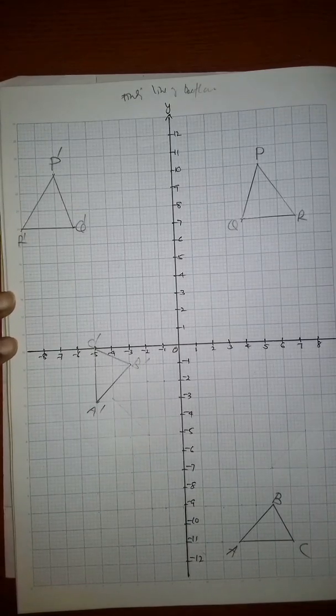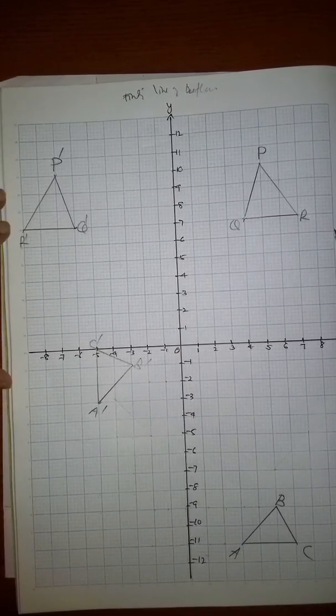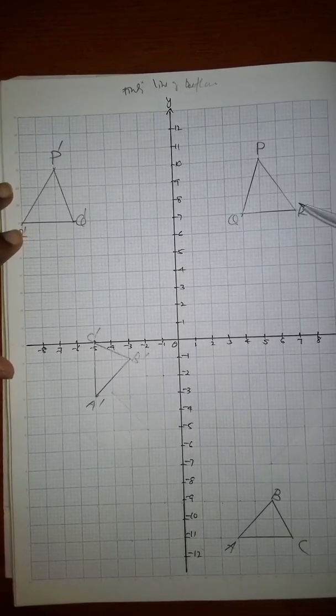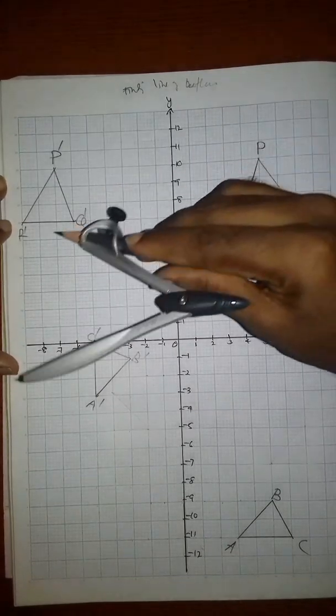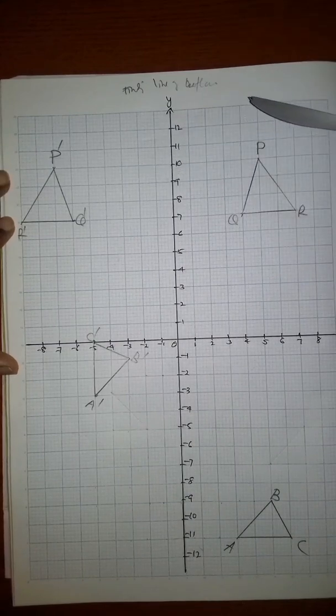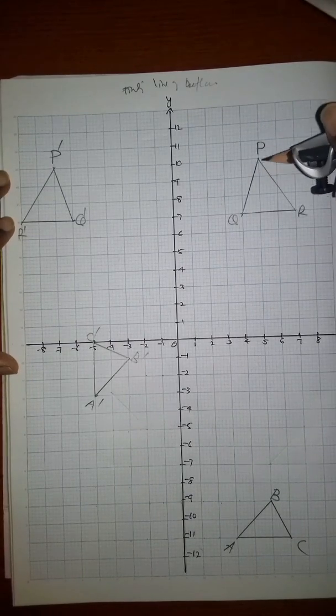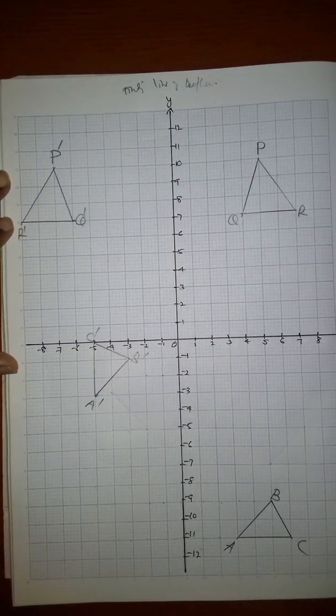Right now, let's straight away start the studying process. Say this triangle PQR has been reflected onto triangle P'Q'R'. Now you are asked to find the line of reflection that reflects this triangle PQR onto triangle P'Q'R'. Now the line of reflection is the perpendicular bisector of the straight line connecting a pair of corresponding object and image points.